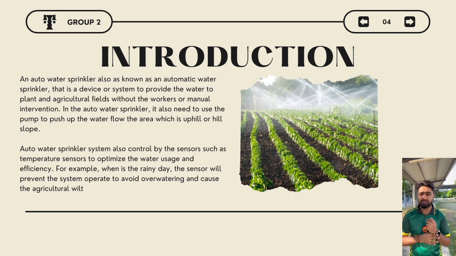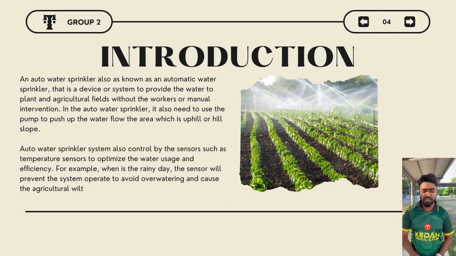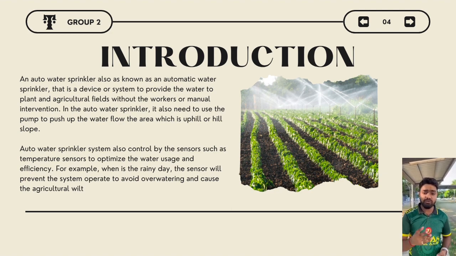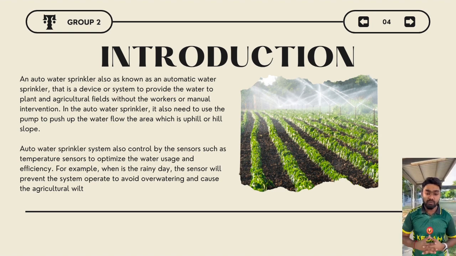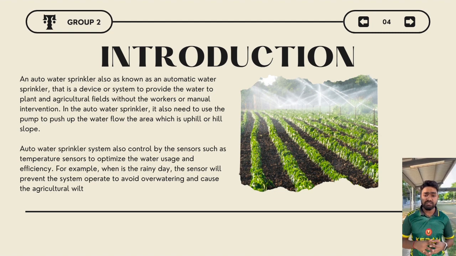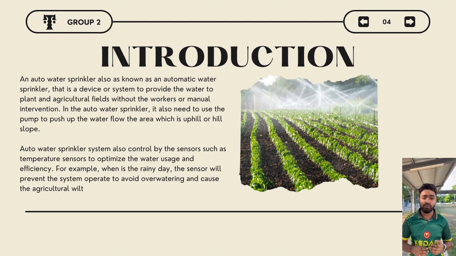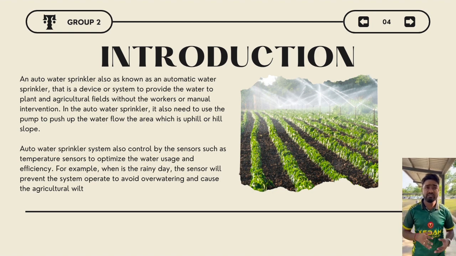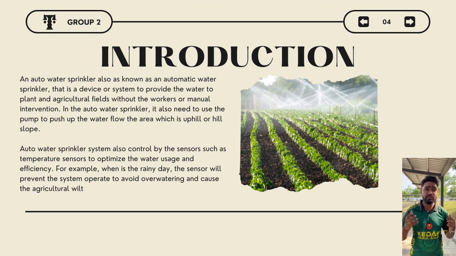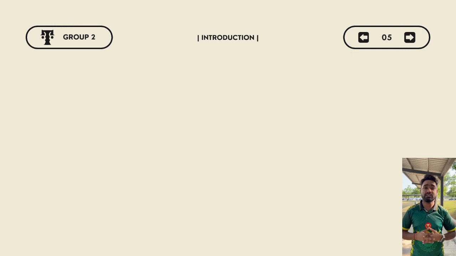There is a system in the water sprinkler. You also need to use the pump to push the water flow up to the beach on an uphill or hill slope. Next, the water sprinkler system is also controlled by a sensor, such as a temperature sensor, to optimize water use. For example, when it's the rainy season, the sensor will prevent the system from overwatering and destroying the agriculture.